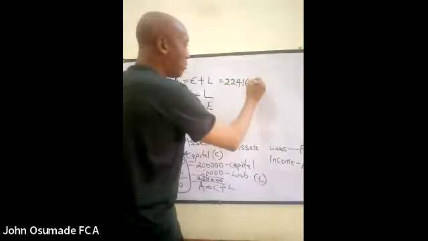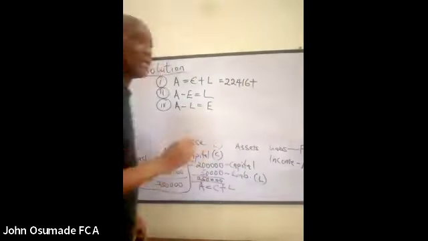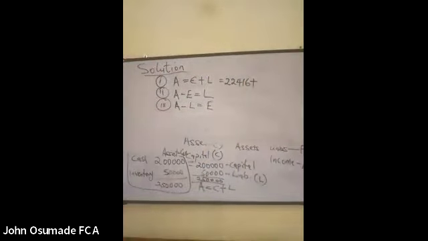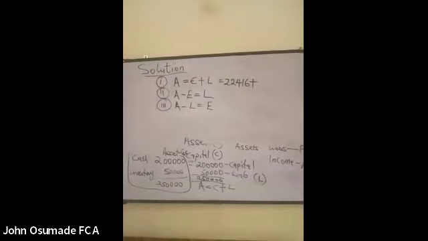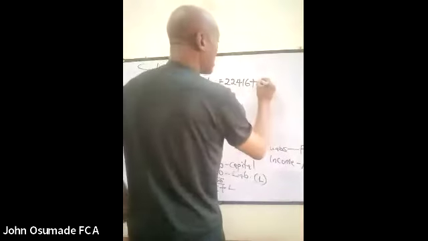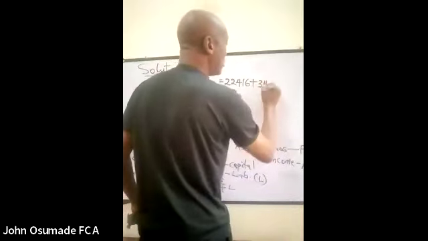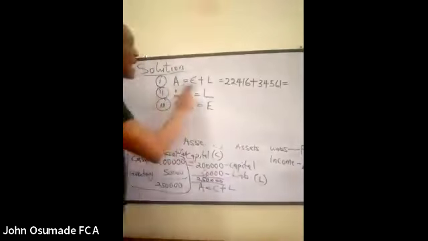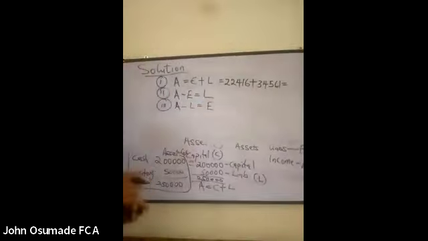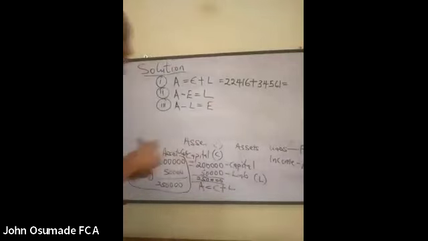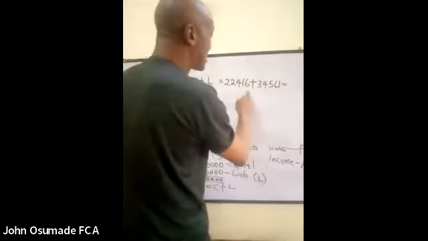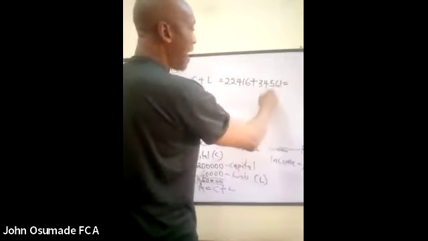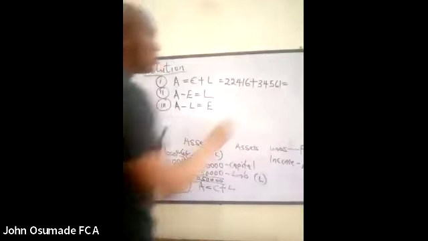It's in that question now. Plus liability. Liability is 34,561. So our asset will be the addition of this. What's the addition of 22,416 and 34,561?